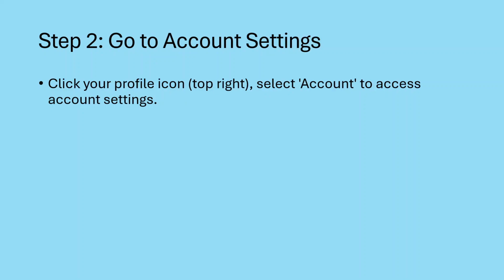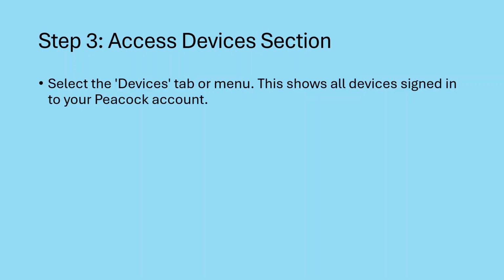Step 2, go to account settings. Click your profile icon in the top right, select account to access account settings. Step 3, access devices section. Select the devices tab or menu. This shows all devices signed into your Peacock account.